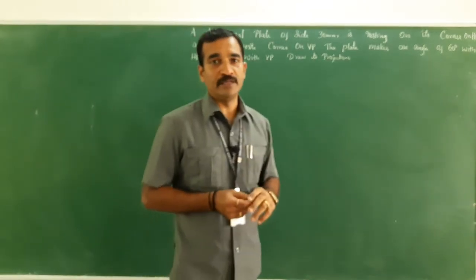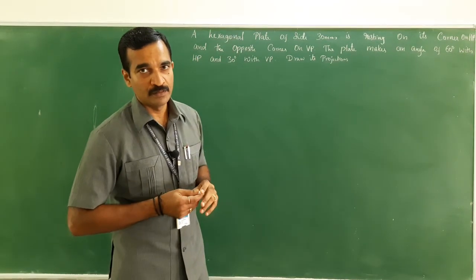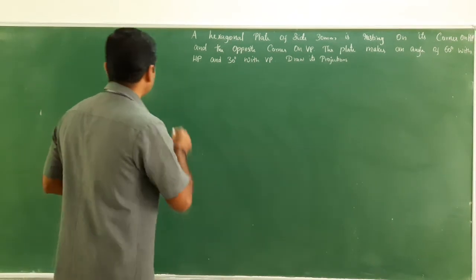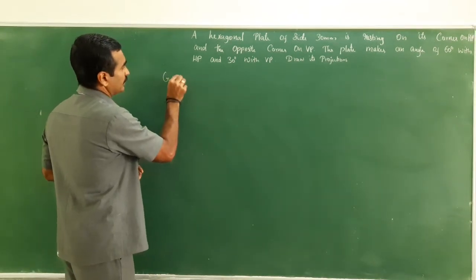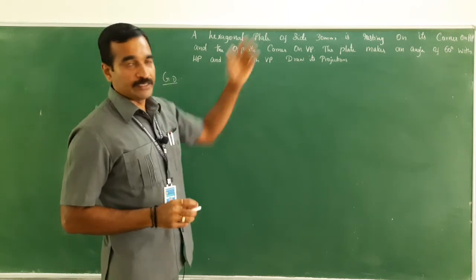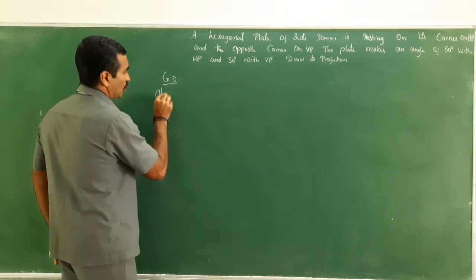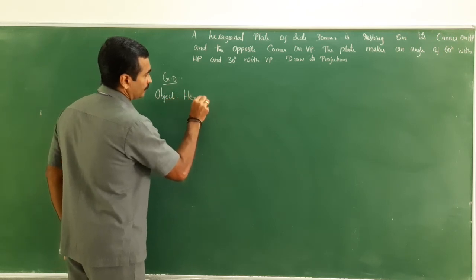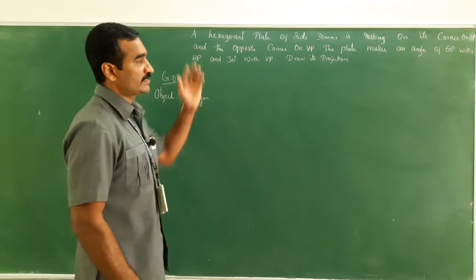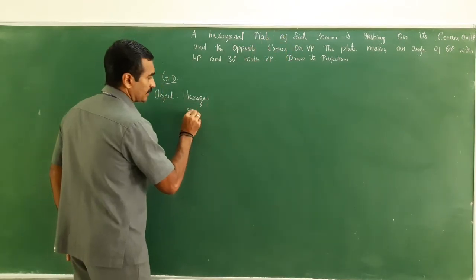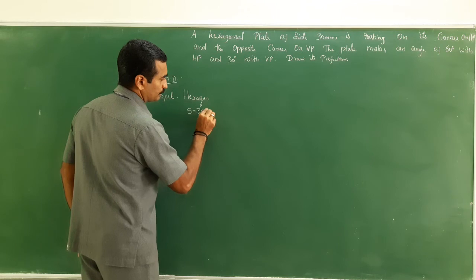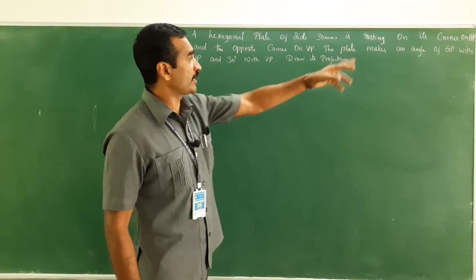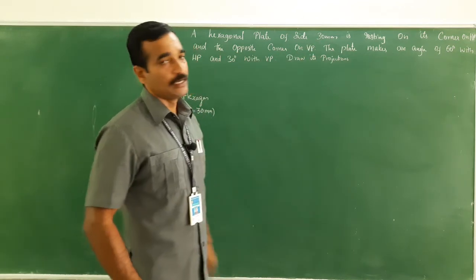So when you read out the question, it says the plate makes some inclination with HP as well as VP. This is a special case problem. So just observe how I am going to draw it. So given data, the object here is a hexagonal plate. So the object is a hexagon of side 30 mm, is resting on its corner on HP and opposite corner on VP.